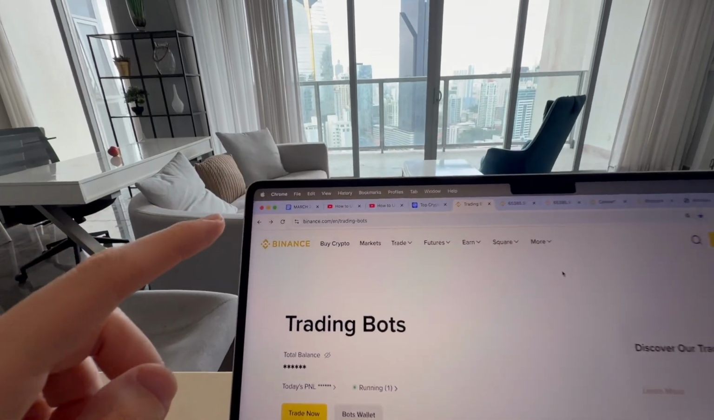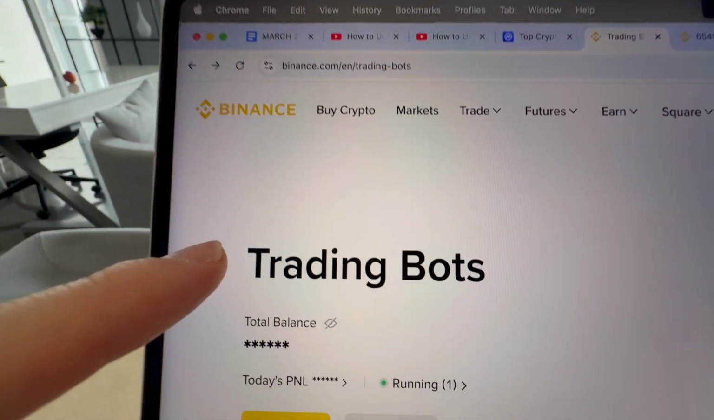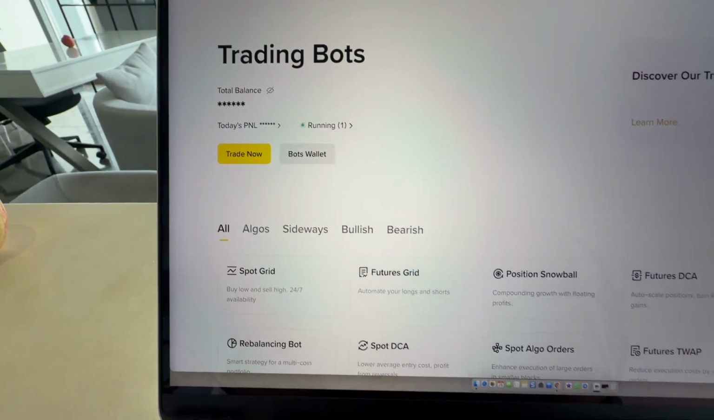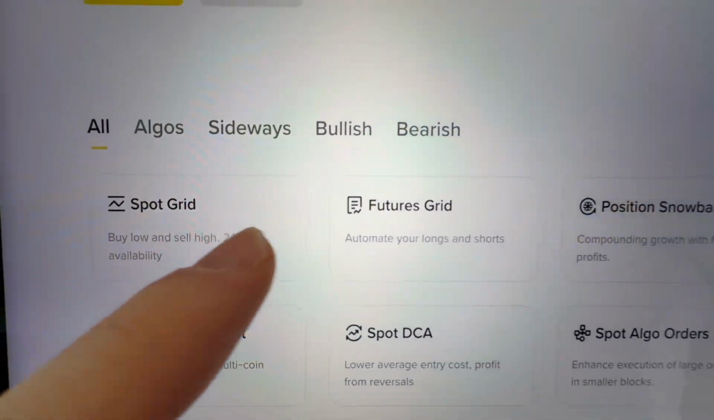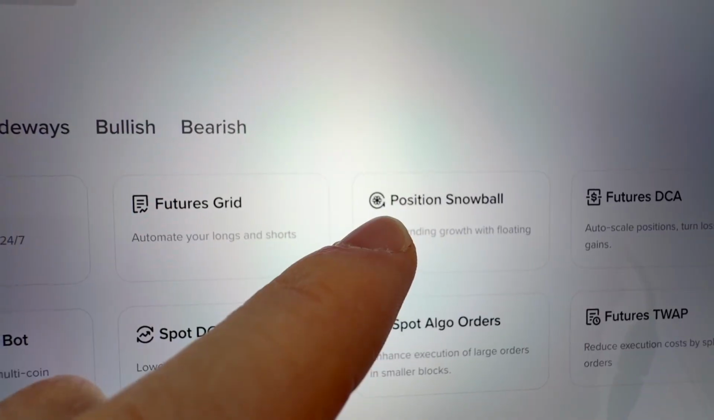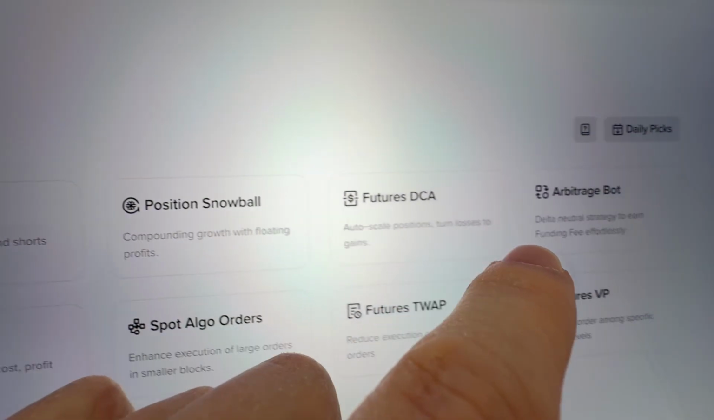Now you will learn how to use Binance Trading Bots. I will show you how each of these bots work, starting from the Spot Grid Bot to Futures Grid Bots, Position Snowball, and so on. In the end of this video, I will show you my #1 recommended trading bot for Binance.